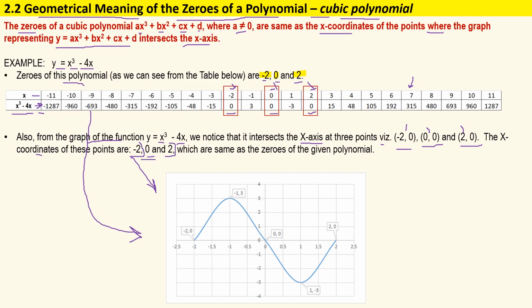And these three values are the same as the zeros of the given polynomial, which we already found here. So by these two statements, we can say that the geometrical meaning of the cubic polynomial ax cubed plus bx squared plus cx plus d, where a is not equal to 0, is that the zeros are the same as the x coordinates of the points where the graph representing y is equal to ax cubed plus bx squared plus cx plus d intersects the x-axis.